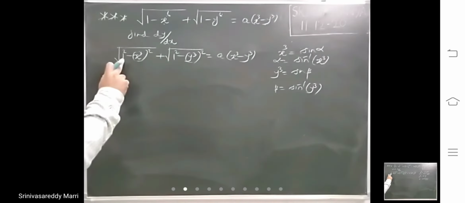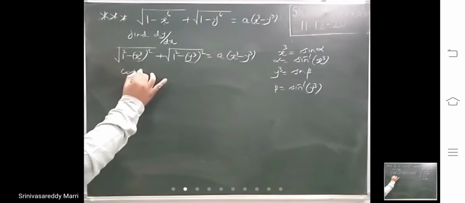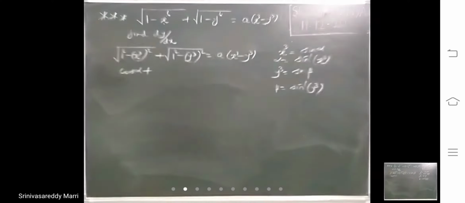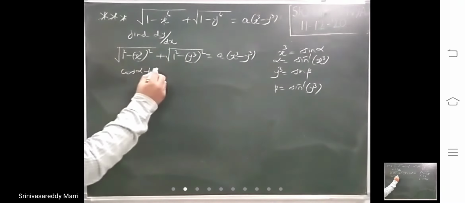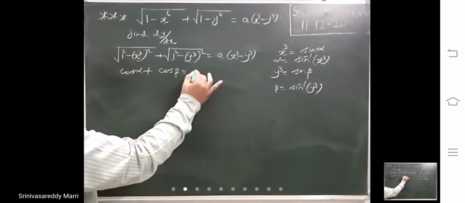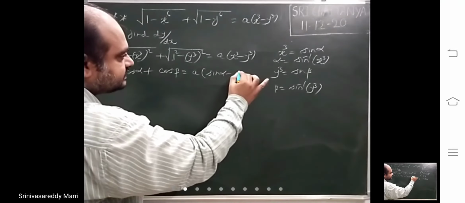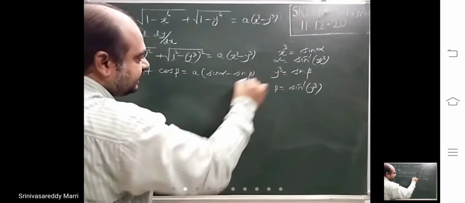Trigonometric substitution I am taking. Look, if you substitute here, 1 minus sin square alpha. Root of 1 minus sin square alpha is what? Root of cos square alpha. That will become cos alpha. And this will become root of cos square beta, equal to a into, this will become sin alpha minus sin beta.